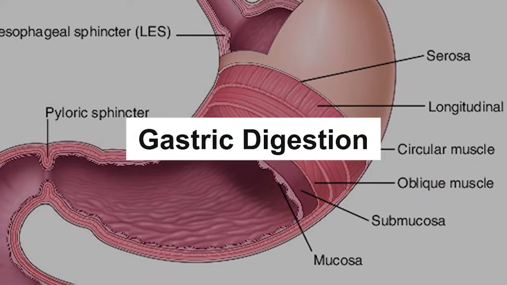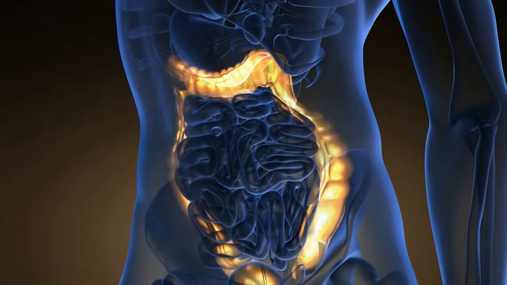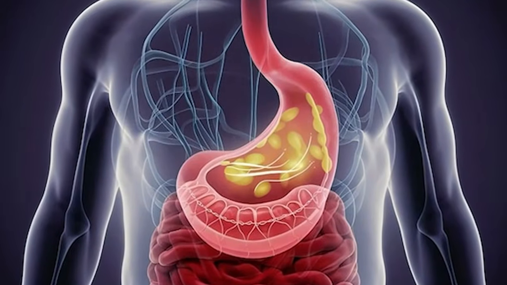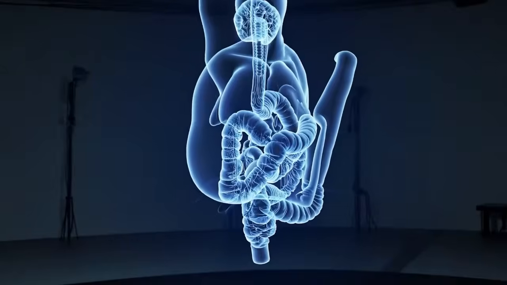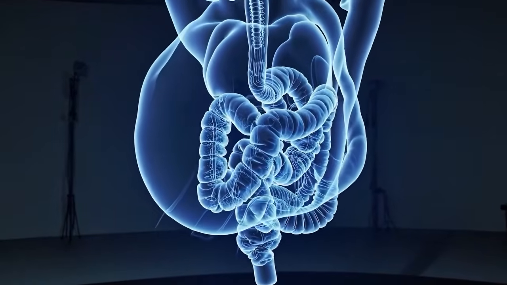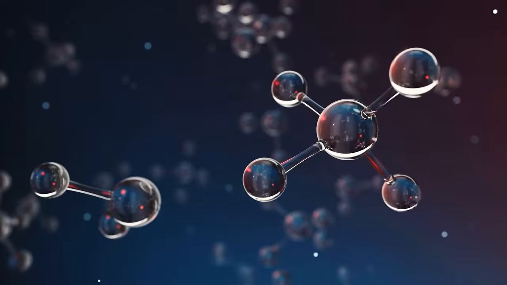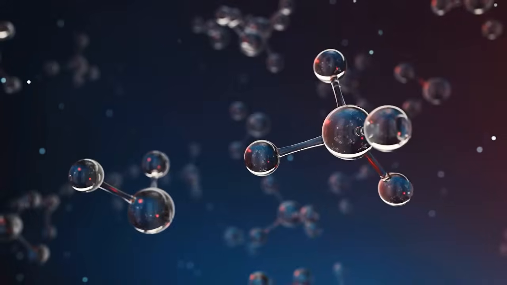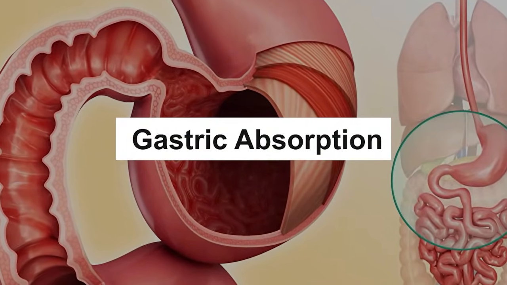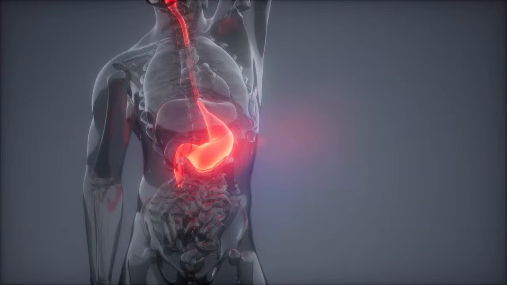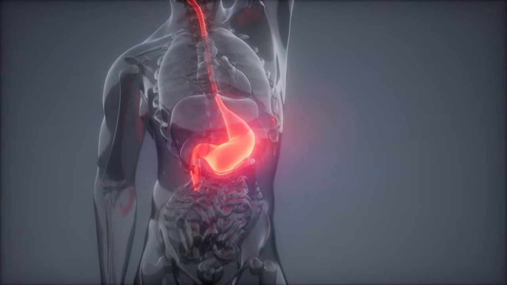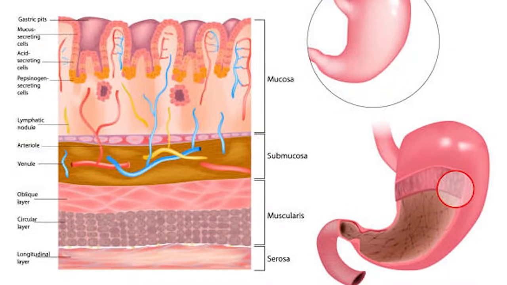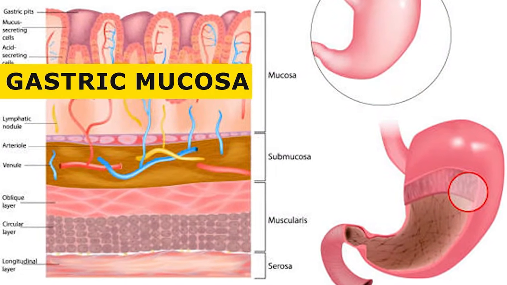Gastric digestion. Digestion in the stomach involves both mechanical and chemical processes. Mechanically, the stomach churns food through peristaltic movements. Chemically, the acidic environment and enzymes like pepsin break down complex macromolecules into simpler forms, suitable for absorption in the small intestine. Gastric absorption. Although the stomach is not a primary site for nutrient absorption, certain substances such as alcohol, aspirin, and some water-soluble drugs can be absorbed directly through the gastric mucosa.